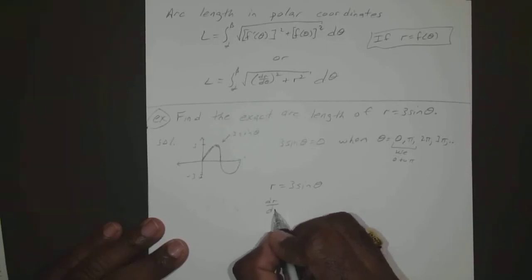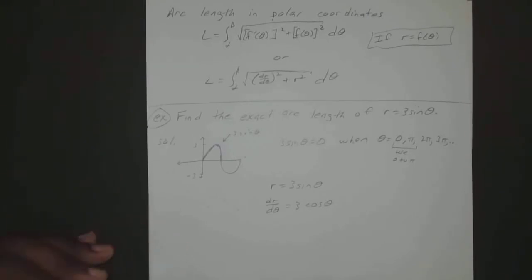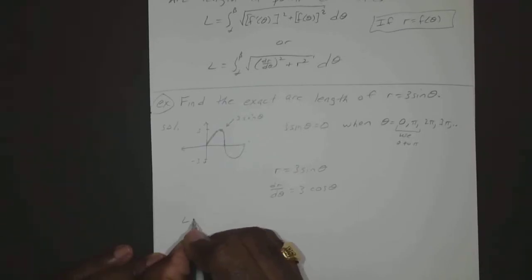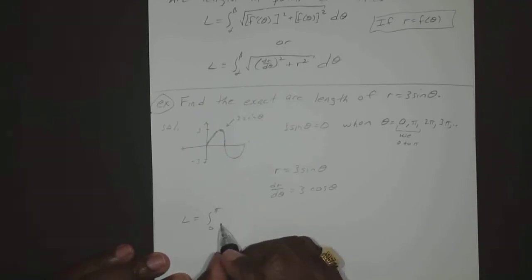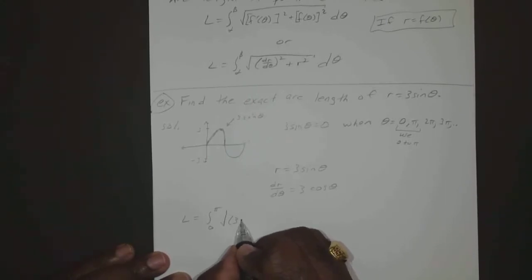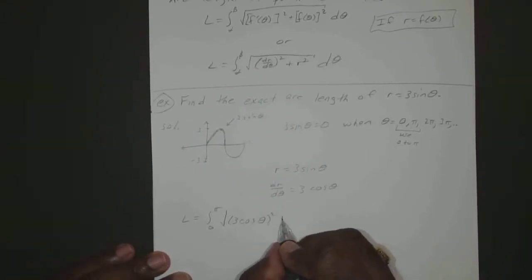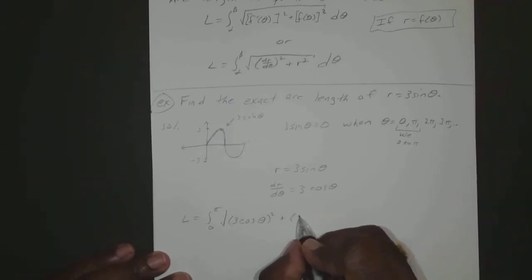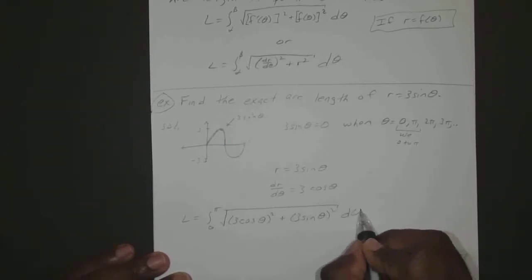And the derivative of r with respect to theta equals 3 cosine of theta. Okay, now we can just plug it into our formula. So the length is equal to, from 0 to pi, the square root of (3 cosine theta) squared. Well, it doesn't really matter which one you do first, but I'll stay with the formula. Plus r squared, so (3 sine of theta) squared, with respect to theta.